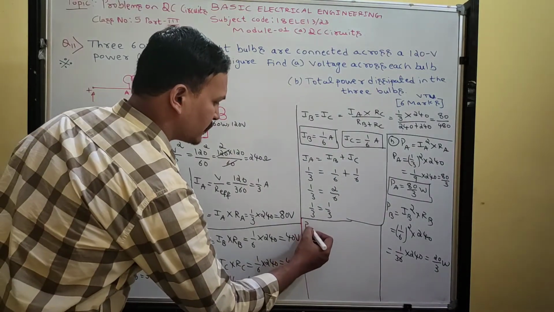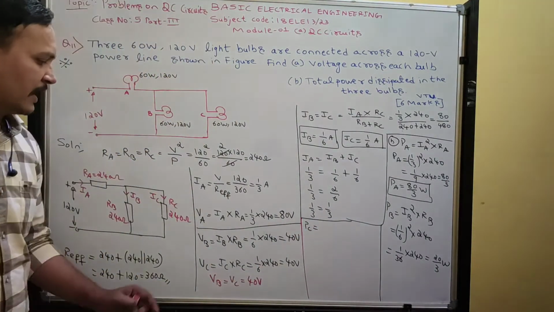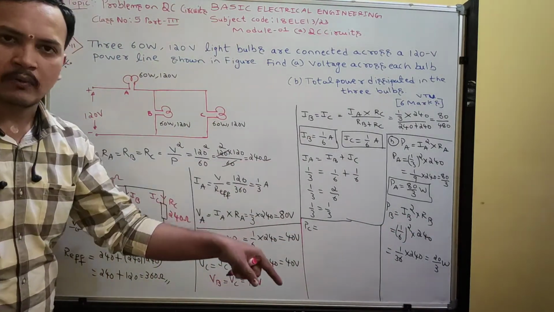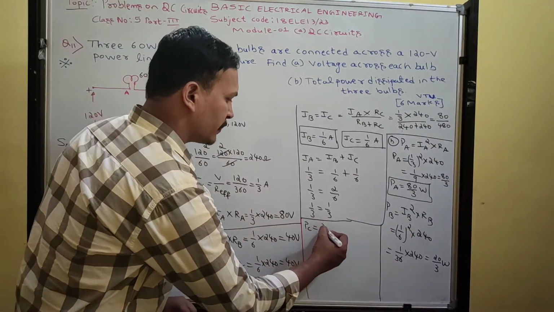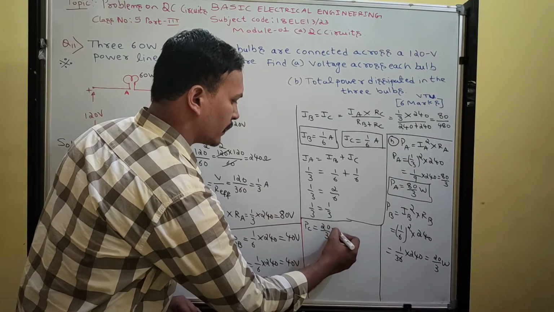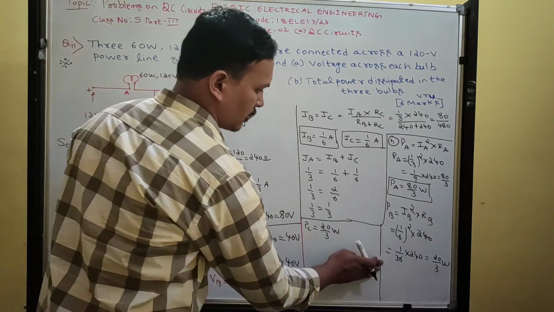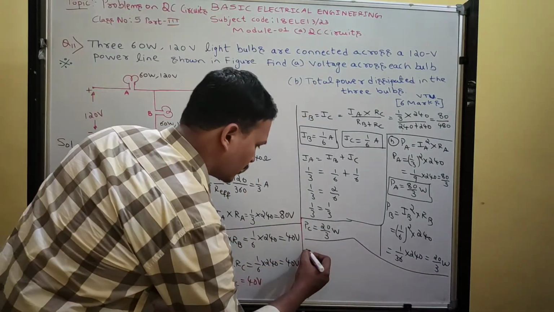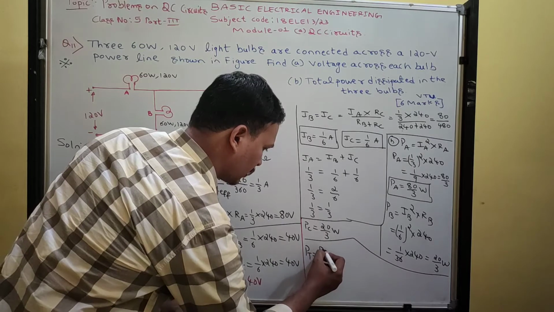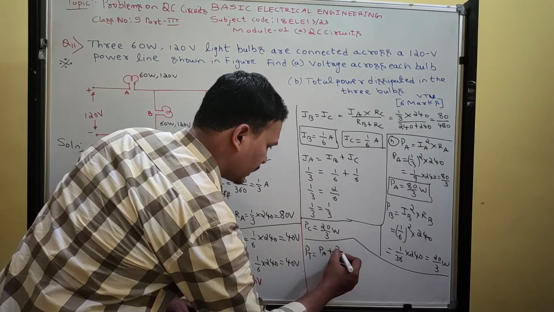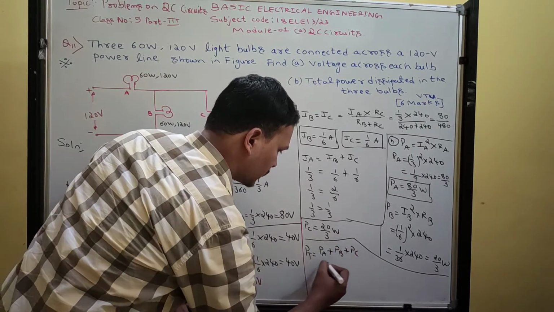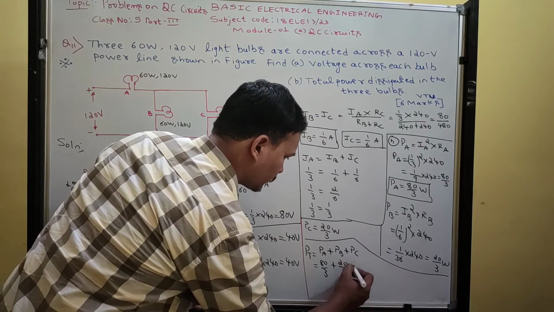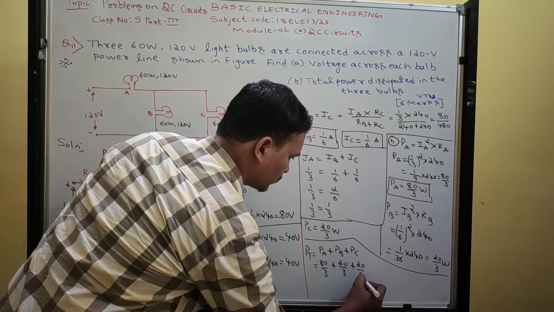So what about power dissipated in bulb C? Same thing: IC square into RC. IC value is 1 by 6. Therefore, power dissipated in bulb C is also 20 by 3 watts. Now verification. Total power dissipated is equal to power dissipated in bulb A plus bulb B plus bulb C. What is the answer? 80 by 3 plus 20 by 3 plus 20 by 3.